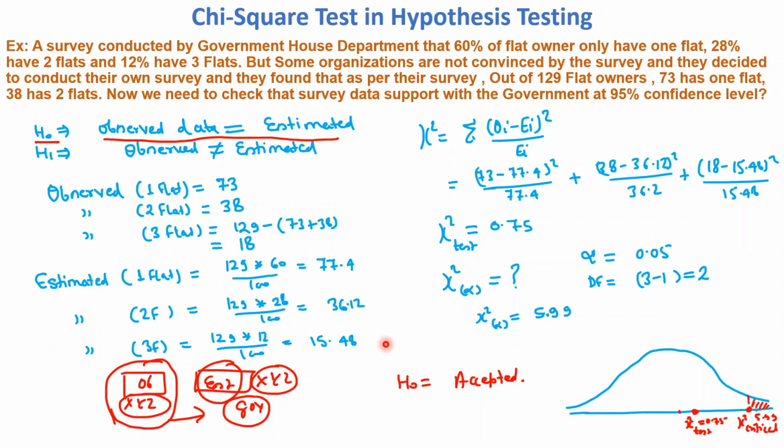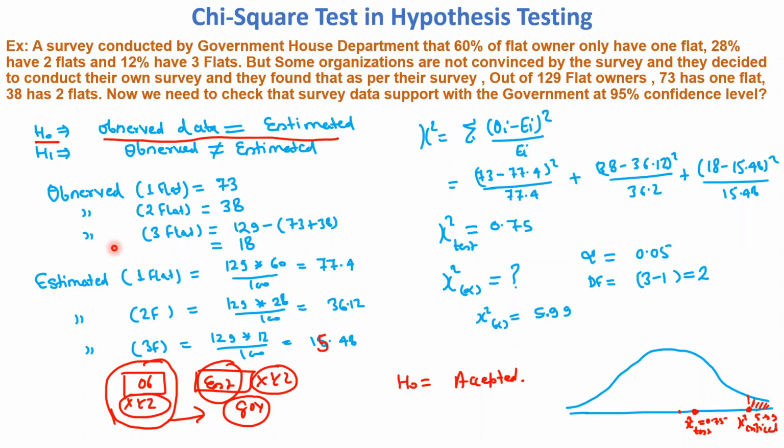So now we will calculate the estimated data. For one flat, the total population is 129 and 60% of flat owners have only one flat. 129 multiplied by 60 divided by 100 gives 77.4. In the same way we can calculate the remaining ones: 36.12 have 2 BHK flats, and 15.48 have 3 BHK flats. So this is your observed value, and this is your estimated value.